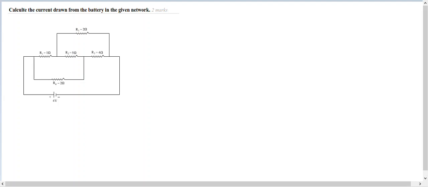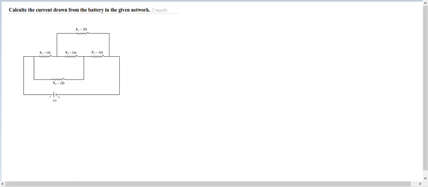The question is already posted on the board, so it seems to be a numerical, so let's go for it. We have to find the current drawn from the battery in the given circuit. We are given 5 resistances R1, R2, R3, R4 and R5, arranged in a configuration and then connected via a 4 volt battery. So we have to find out the current drawn from the battery.